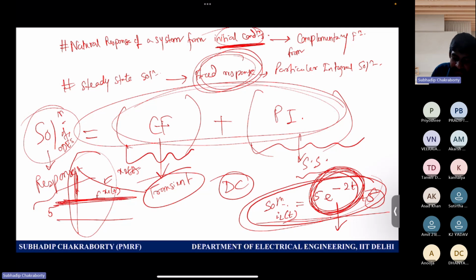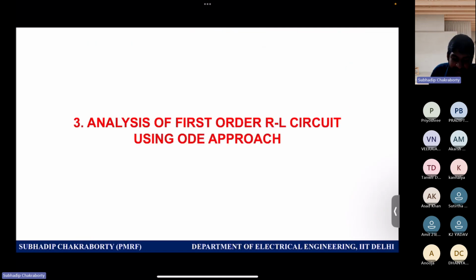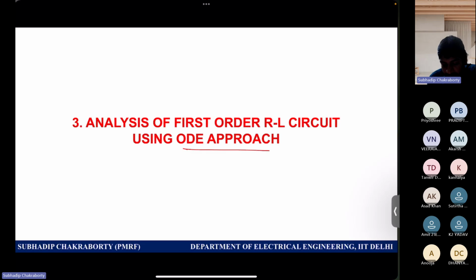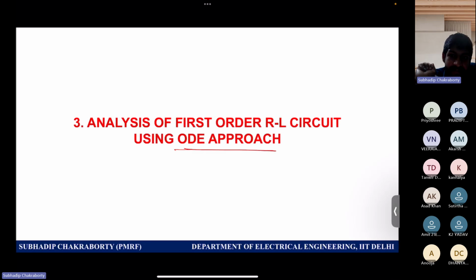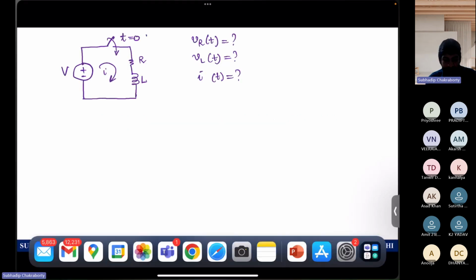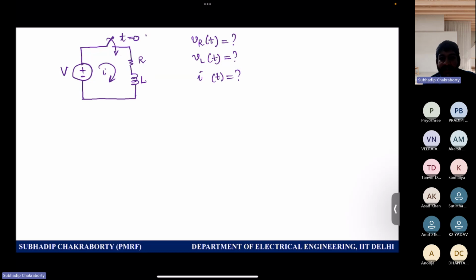But mathematically, to determine these two things, we have to form the complementary function solution and the particular integral solution, determine the two solutions and then sum them up. So one example of how you do that using the ODE approach, we'll use it only one time, just to give you motivation. After that, we'll use the analytical method, which is much easier. You don't have to solve the ordinary differential equation. But one time, I will solve it, just to make you realize how the complementary function and particular integral methods work, and how the solutions are determined with the initial condition, just for a first order RL circuit, right? So just see this circuit. The circuit is visible, right?